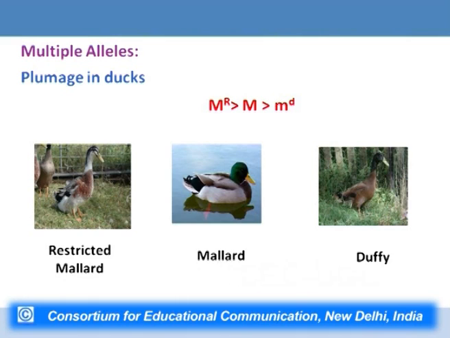So, there can be three phenotypes, namely restricted mallard, wherein only the extremities of the wings have the white color, whereas a normal mallard has white in a significant proportion. This is a normal wild type individual, whereas Dusky individual does not have white coloration, it is brownish in appearance because the feathers are brown.